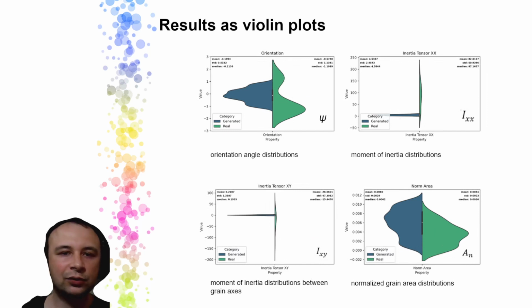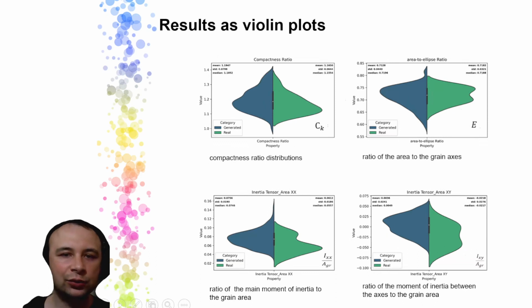After that, we also calculate the angle of orientation distribution, moment of inertia in the x direction and xy direction, and normalized grain area. After that, we also calculate the compactness ratio distribution, ratio of area to the grain axis, ratio of the main moment of inertia to the grain area, and ratio of the moment of inertia between axes to the grain area.